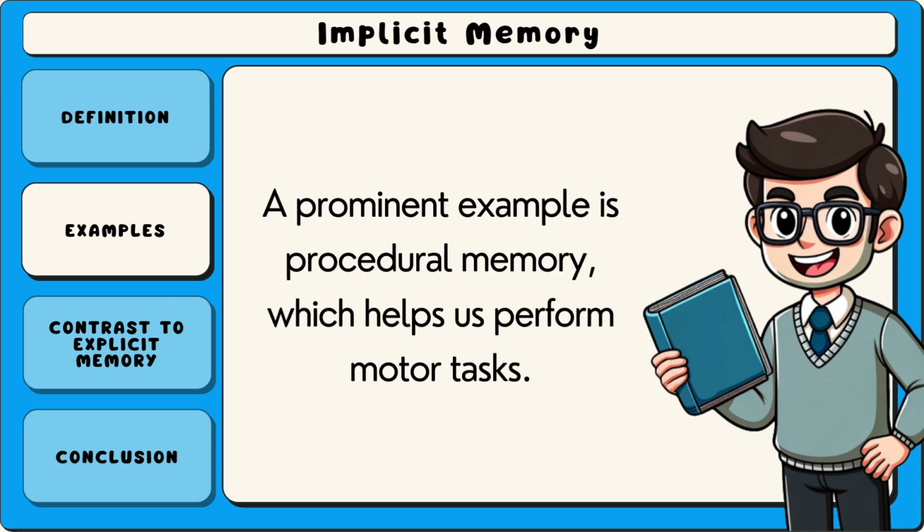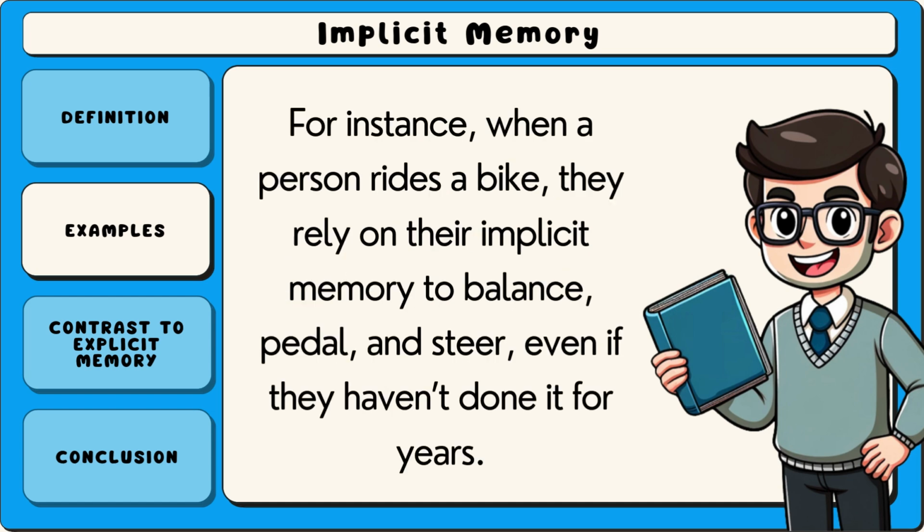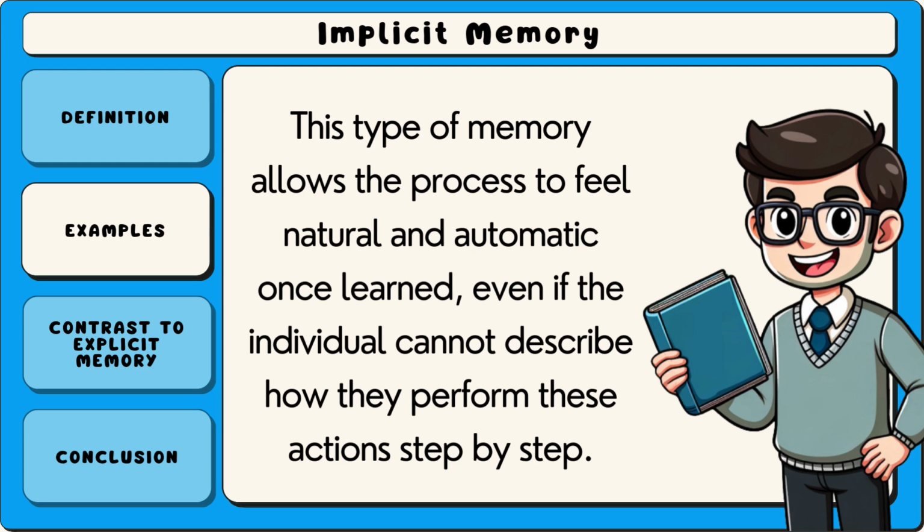A prominent example is procedural memory, which helps us perform motor tasks. For instance, when a person rides a bike, they rely on their implicit memory to balance, pedal, and steer, even if they haven't done it for years. This type of memory allows the process to feel natural and automatic once learned, even if the individual cannot describe how they perform these actions step by step.